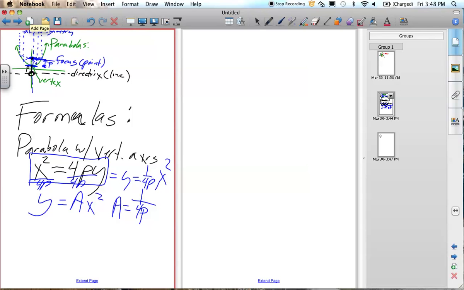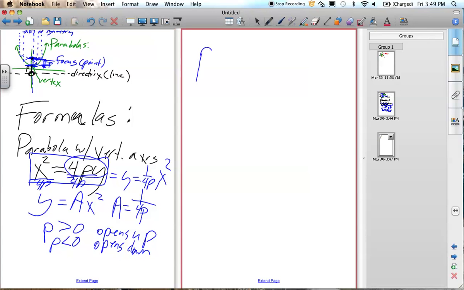And p, if you remember, is the distance from your vertex to your focus, or from the vertex to the directrix. So that's why we like to have them in this form, if we can. If p is greater than 0, it opens up. If p is less than 0, it opens down.